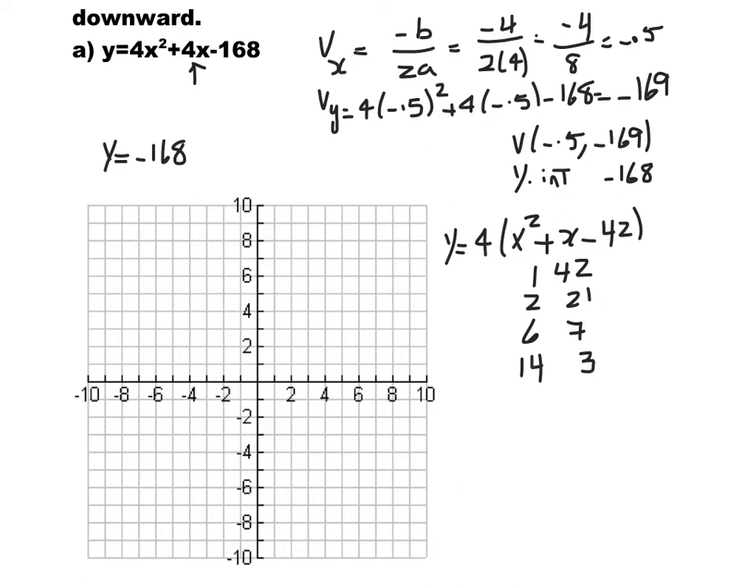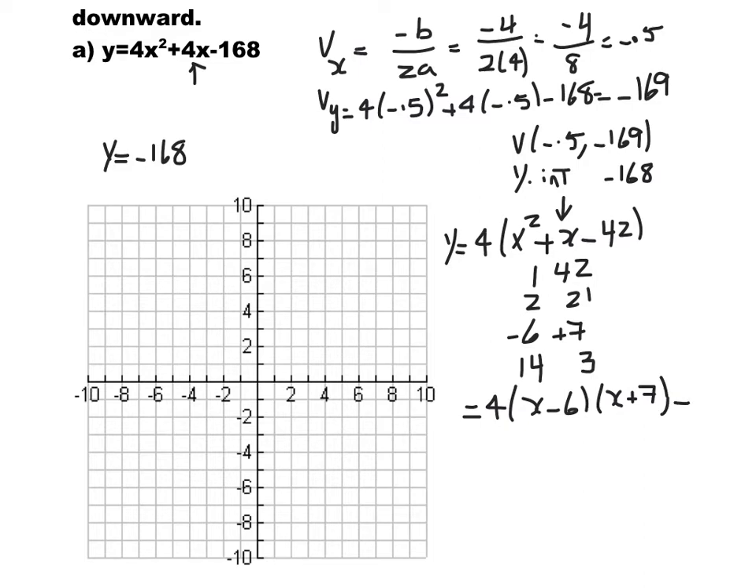Now between these pairs we have to find one whose sum is going to be 1, because b is equal to 1 here, and the product is negative 42. So one of them has to be positive, the other one negative. The only one which is possible is if 6 is really negative 6 and 7 is positive 7, because 7 minus 6 gives us 1. So we can write this one as 4 times (x minus 6) times (x plus 7).